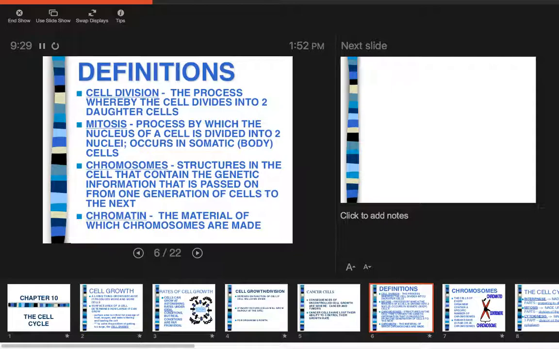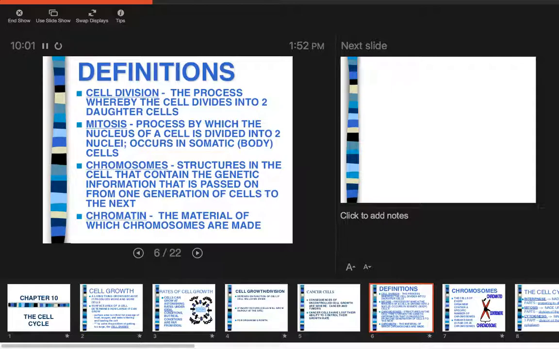So, few definitions. You got cell division, mitosis, and then chromosomes and chromatin. These two I'm going to talk about real quick. So chromosomes and chromatin are synonymous. They're both just different forms of our DNA. So when your cell's just hanging out doing its job, the DNA is in a form called chromatin. Okay? It's really thread-like. It just kind of looks like a mass of threads all bundled together.